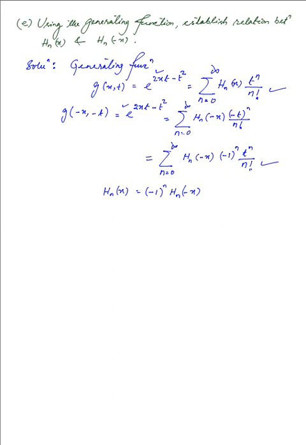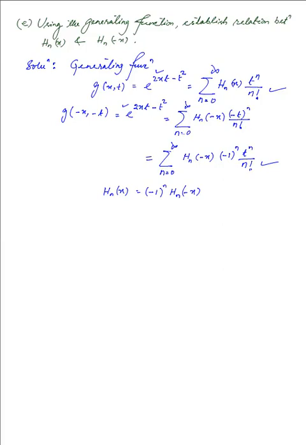Conversely, we can also have hn of minus x equal to minus 1 to the power n times hn of x, with minus n instead of n. So this is the first question that we have solved.